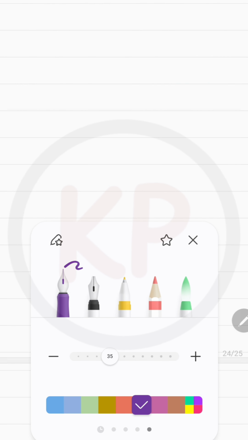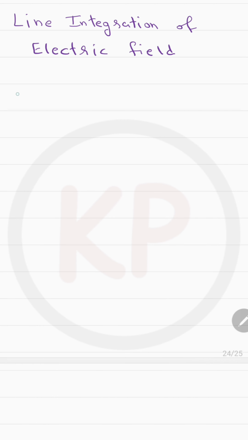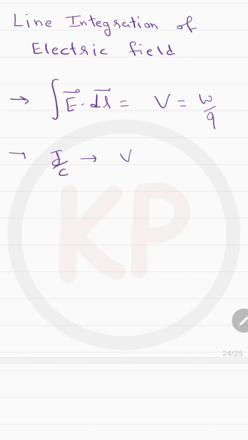Let's see line integration of electric field. Line integration of electric field is integration E dot dl. This is the line and this is integration of electric field. Unit and dimensional formula will be same as that of electric potential. So we know that electric potential V is equal to work done per unit positive charge. So therefore the unit of this will become joule per coulomb, which is also called volt.